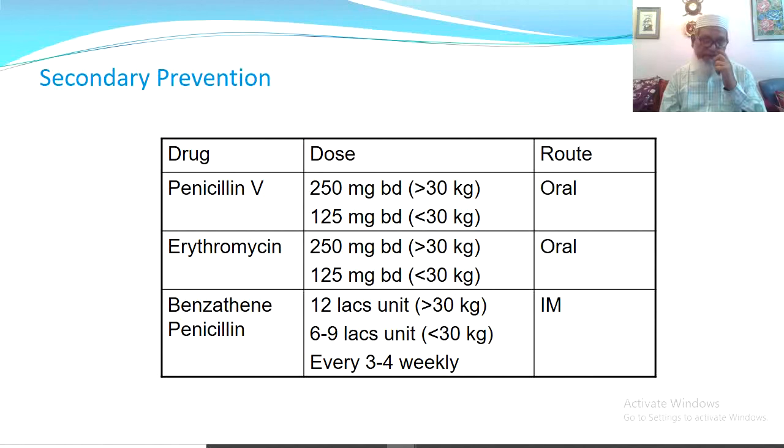And in that case, the penicillin, oral, should be given 250 mg BD or 125 mg BD if the weight is more than 30 kg or less than 30 kg. Then benzathine penicillin, the same 12 lakh units over 30 kg and 6 to 9 lakh units under 30 kg. And benzathine penicillin should be given every 3 to 4 weeks.